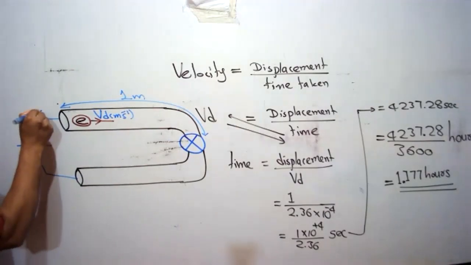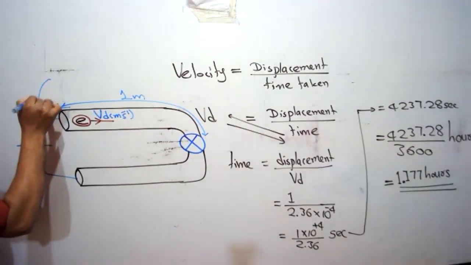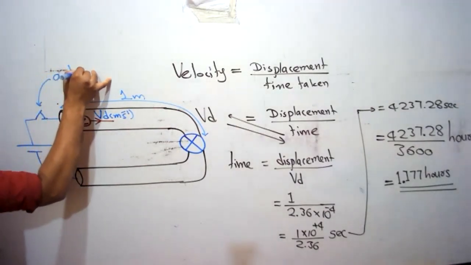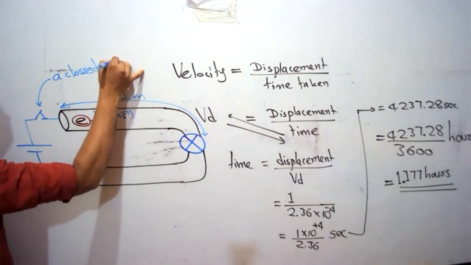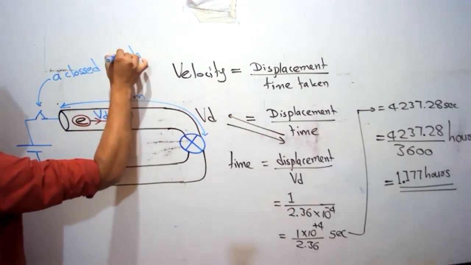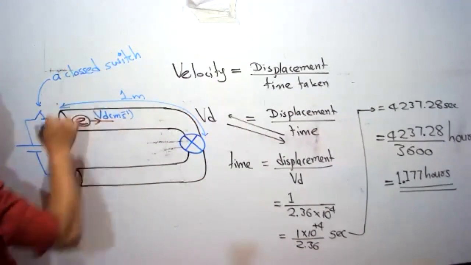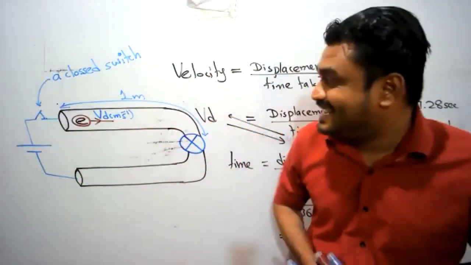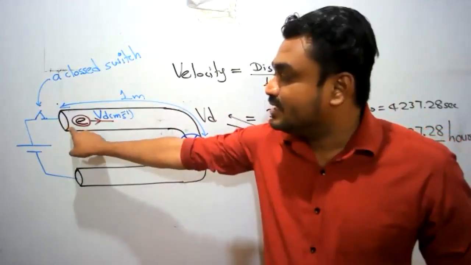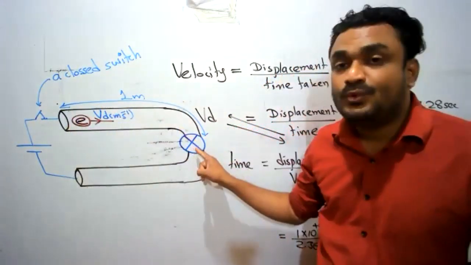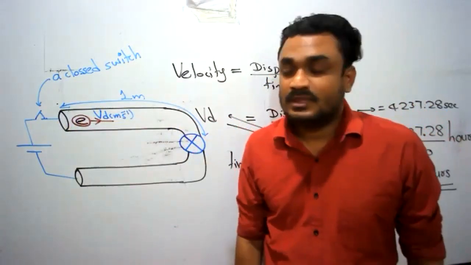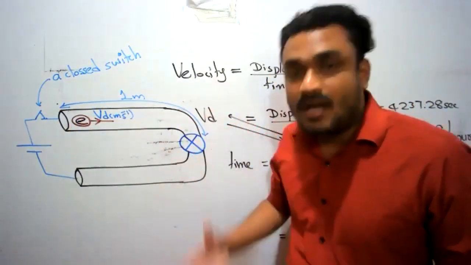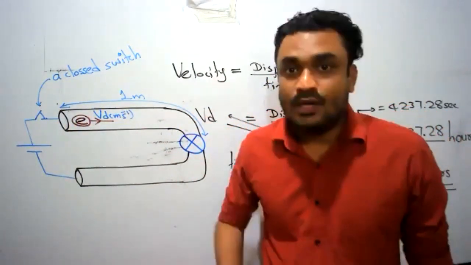Let's say there is a switch. We close the switch. A closed switch. So once we close the switch, the bulb will light at once. But the electron here will take more than 1 hour to travel through the bulb. So the bulb does not take 1 hour to light. Why is that?